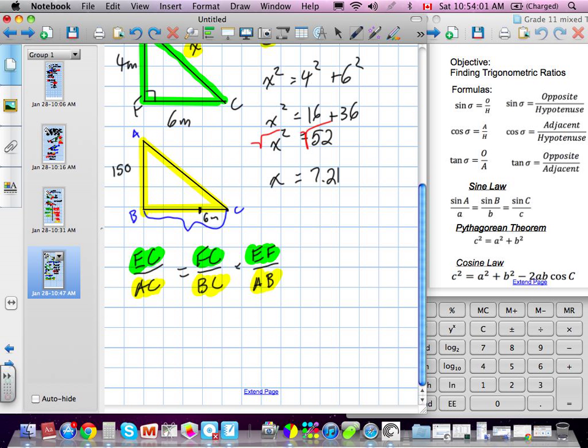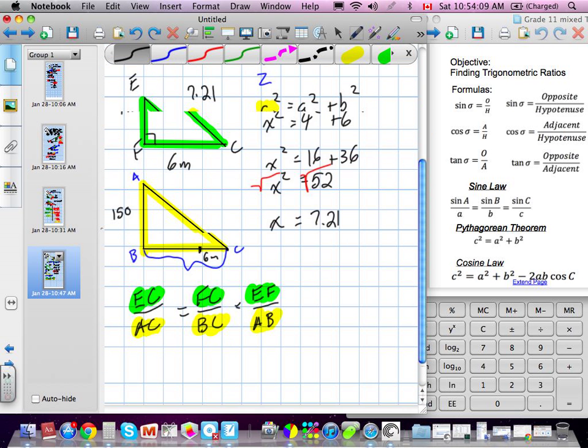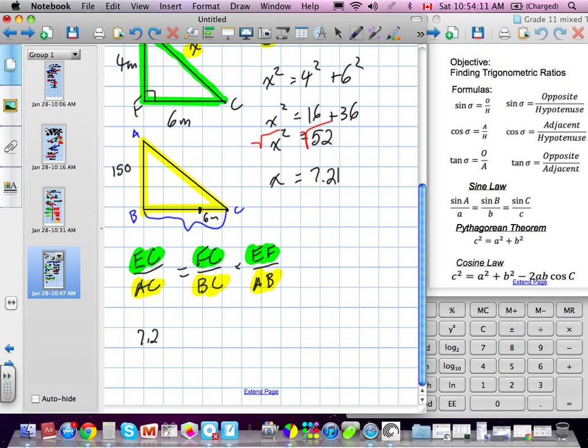So EC, right off the bat, EC is 7.21. We know that. 7.21 divided by, do we know the distance of AC? So let's just call it AC. FC is how far? 6. Do we know how far BC is? No. That's what, essentially, we're trying to find. That's our goal here. And finally, EF is 4. Do we know how far AB is? Oops, not the right AB. So we do have one of the ratios, kind of like in sine law. We need to set up a ratio. So this is 150. So we have a ratio here.